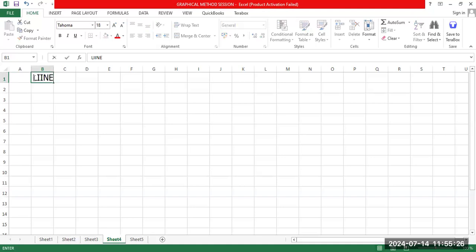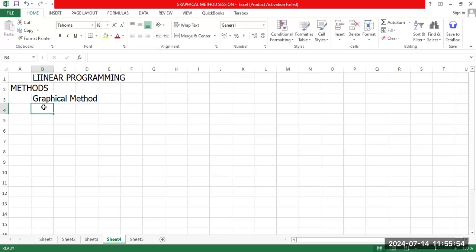Our focus is about linear programming. With linear programming, any calculation or any problem, you will actually be using either the graphical method and/or the simplex method. Those are the two methods that we actually use.